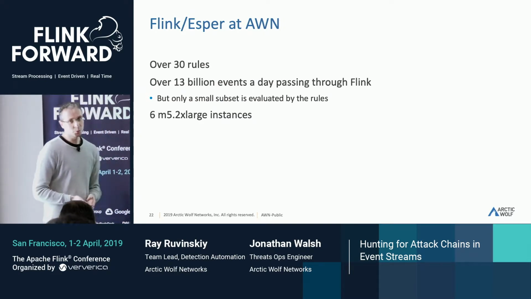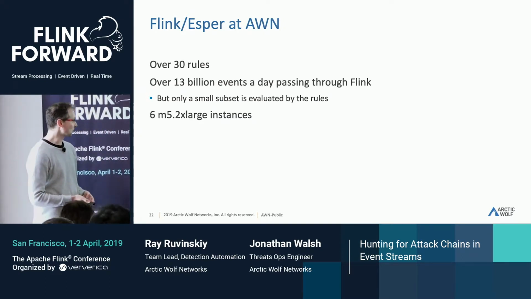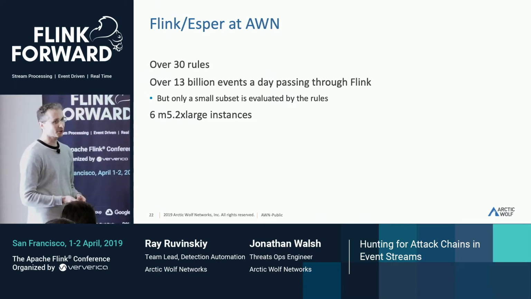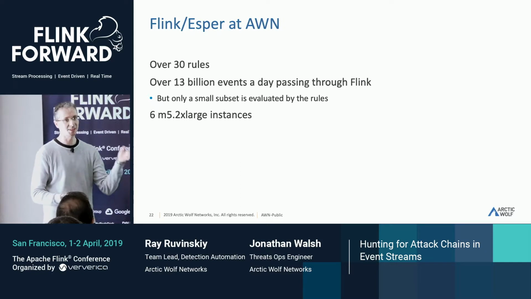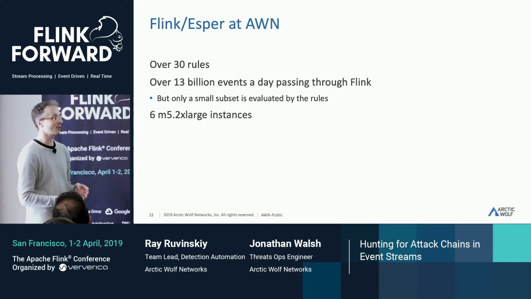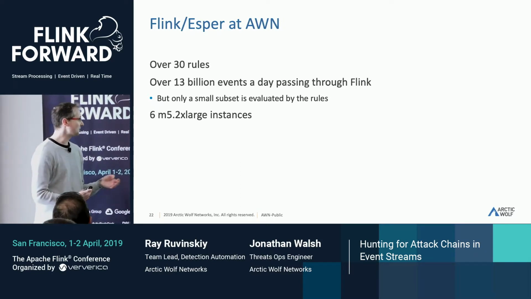So today, we're at over 30 rules running in production. We process over 30 billion events a day within Flink. What gets forwarded to Esper is a much smaller subset of that. And we achieve that with 6 M5 2xlarge instances.